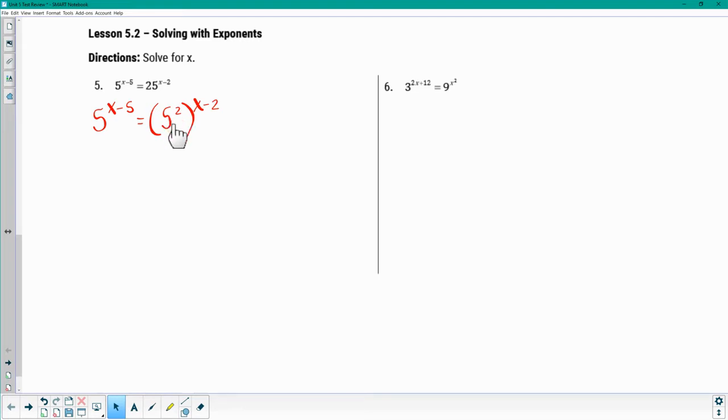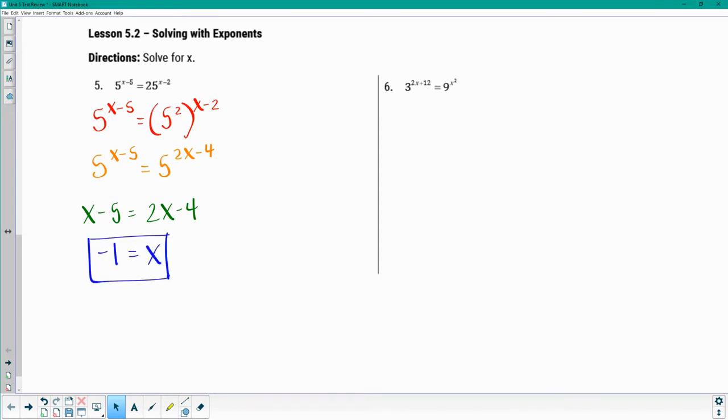So now that I rewrote 5 squared, remember a power to a power is multiplication. So it's going to be 2 times x minus 2. You have to be really careful that you distribute that to both terms. A lot of the times the second term gets forgotten. But now that I have the same base, 5 and 5, and I'm saying that they're equal to each other, that means my exponents should be equal to each other. So that's going to give me x minus 5 is equal to 2x minus 4. With a little bit of solving, you should end up with x is equal to negative 1.